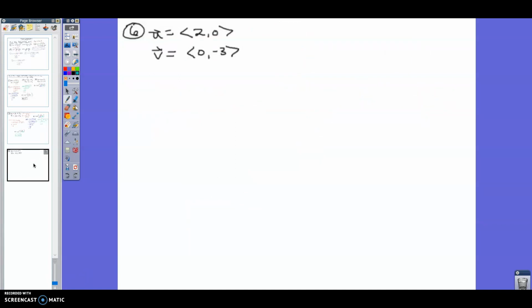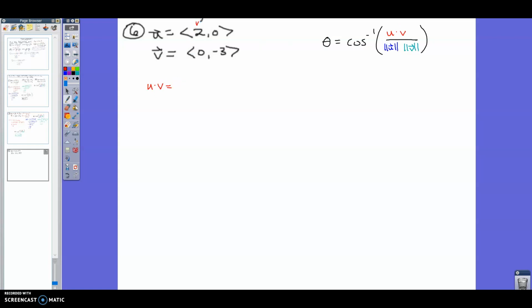Okay, now number 6, we're doing the same thing. We are finding the angle between the two vectors. So I'll go ahead and write the formula real quick again. So it's the inverse cosine of the dot product over the magnitude of vector u times the magnitude of vector v. So we need to find our 3 pieces of information so we can plug it into the formula.